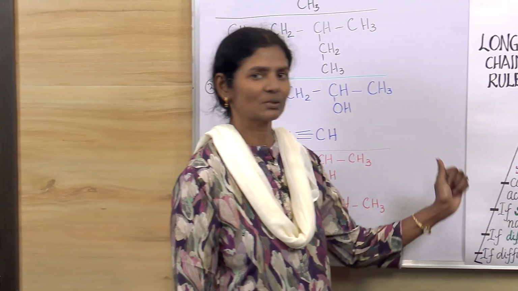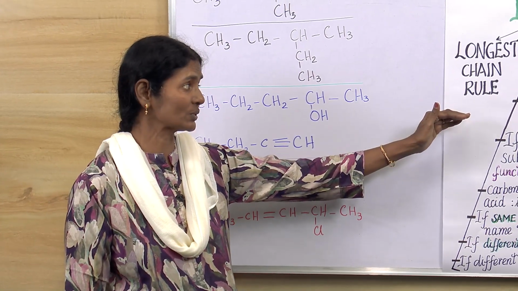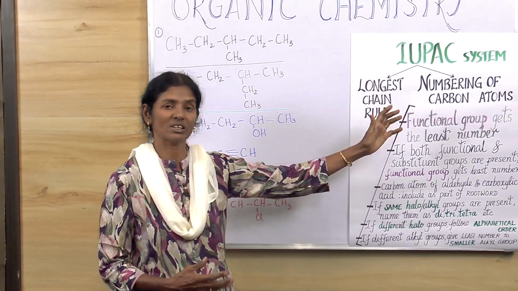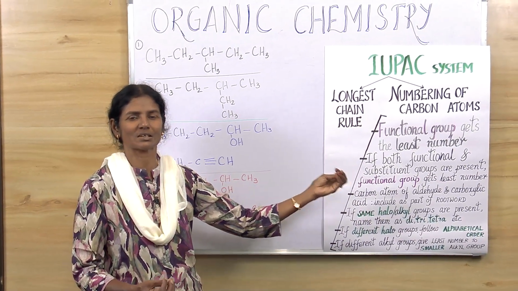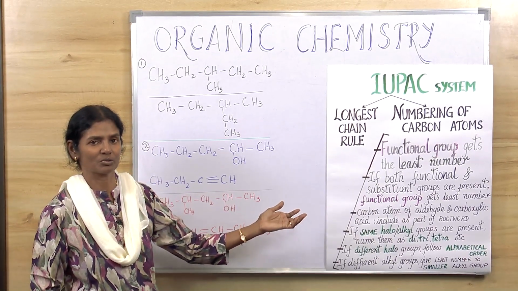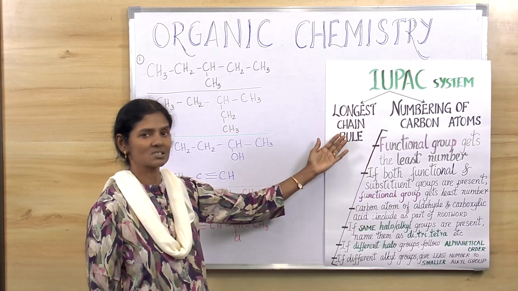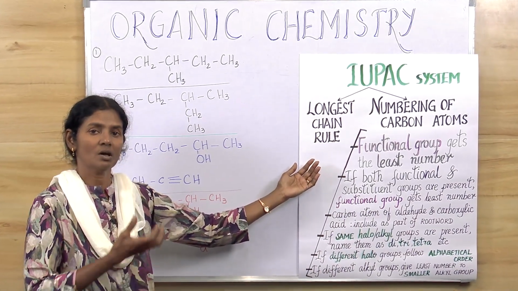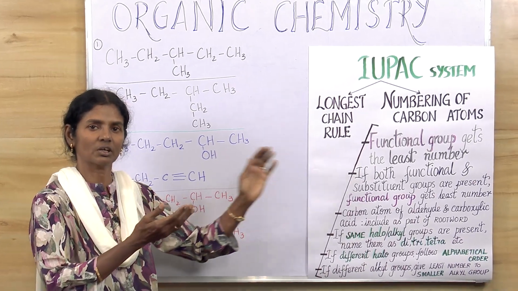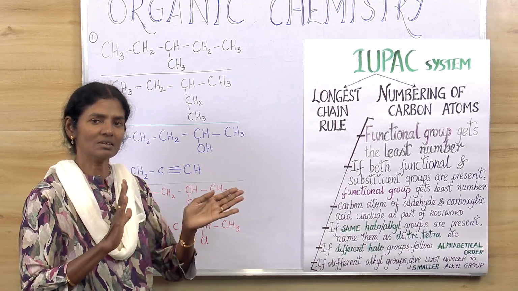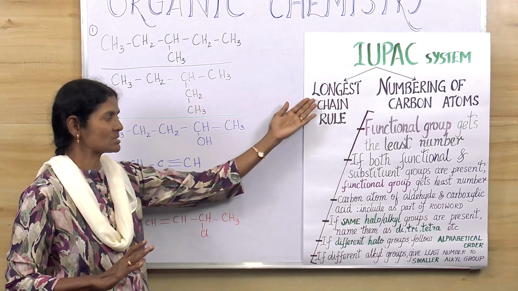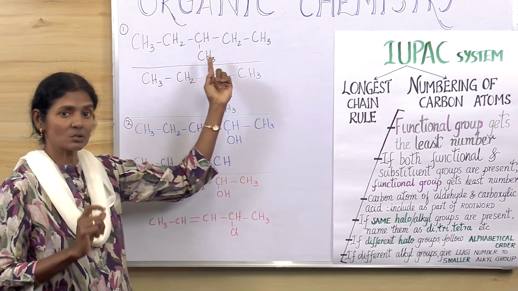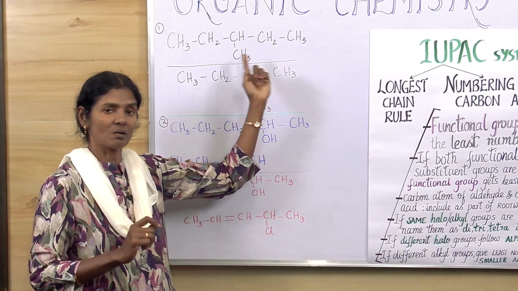Hello students, today in this video we go into the IUPAC system in a little more detail. What is it? It's about a few rules that we have to follow for naming compounds. The first one is the longest chain rule. We have to fix the root word. Only when the root word is fixed can we go into the prefix and the suffix. So the first one is the longest chain rule. What does it say? We have to fix the root word based on the longest chain.